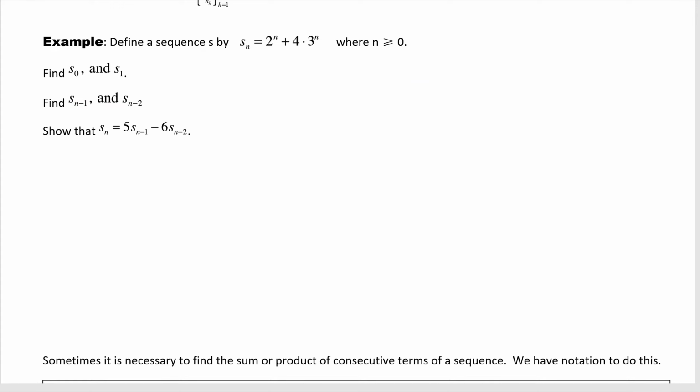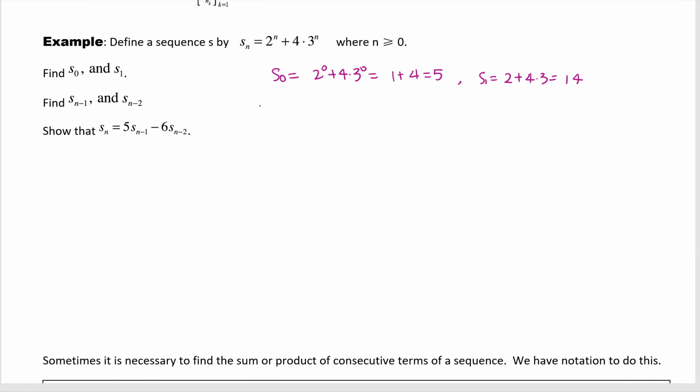All right, let's look at more examples. Define a sequence by S_n equals 2 to the n plus 4 times 3 to the n, where n is greater than or equal to 0. First, find S0 and S1. For S0, we plug in n is 0: 2 to the 0 plus 4 times 3 to the 0. Whatever to the 0 is 1, so 1 plus 4 is 5. S1 is 2 plus 4 times 3. 4 times 3 is 12, and 12 plus 2 is 14.